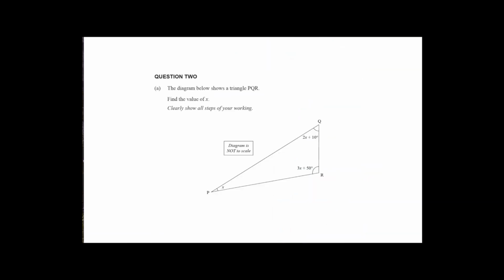All right, question 2. So what's the information that we need to know here? So we want to find the value of x, and what do we know about any triangle? All of the angles add up to 180 degrees. So therefore this angle plus this angle plus this angle have to add up to 180 degrees. So with that, x, which is this angle here, plus 2x plus 10 degrees, and I'm not going to put the degree symbol, plus 3x plus 50 is going to be equal to 180.